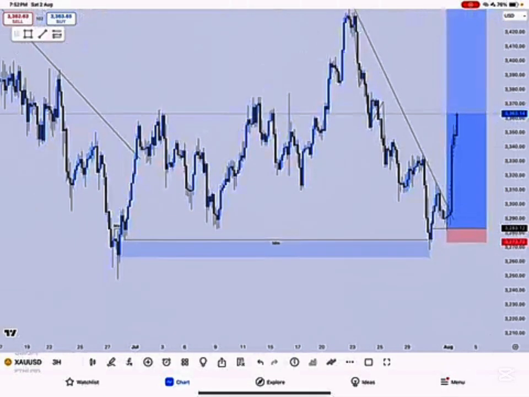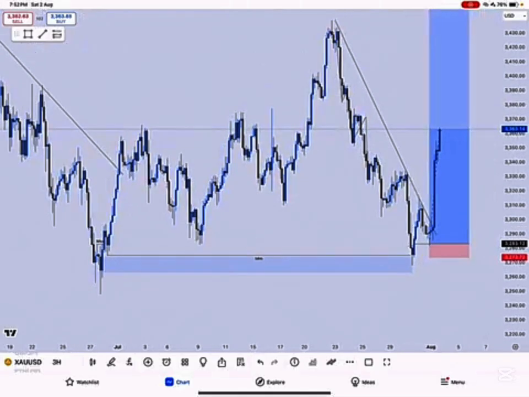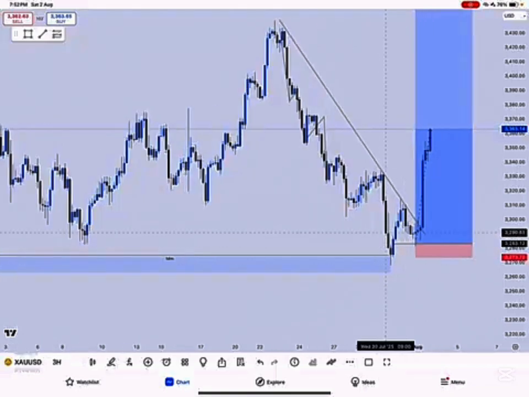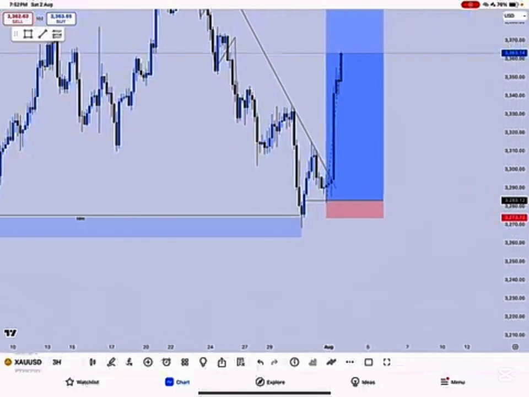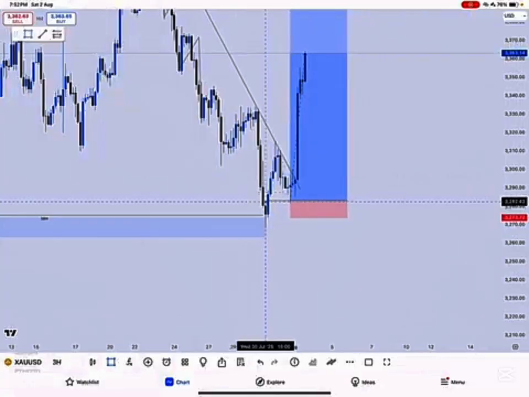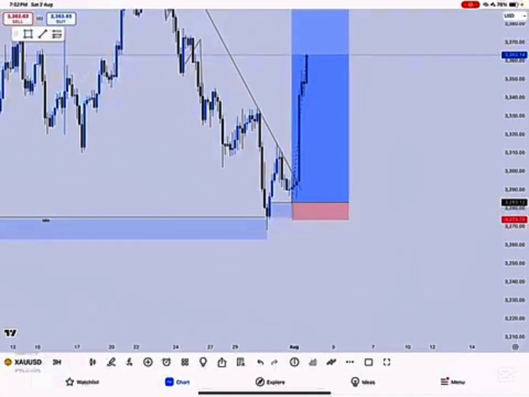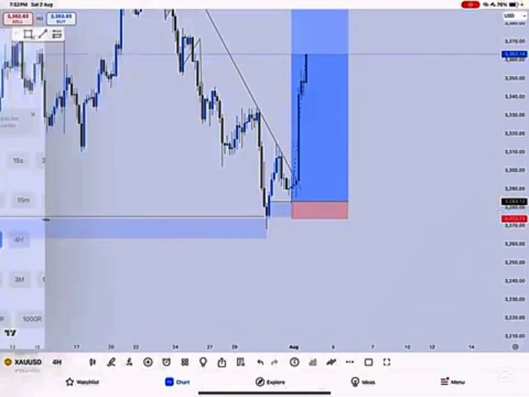At the same time, I was not active when this zone triggered, this 3 hours order block. So I would have gotten my entry from this, but I was not active when it triggered. So I had to wait for price to hit this, then retest to the nearest point of interest, which is also this 3 hours order block right here. So that was where I got into the market.